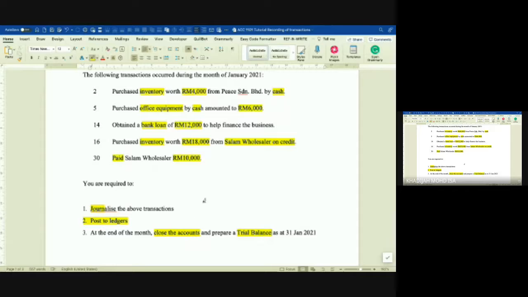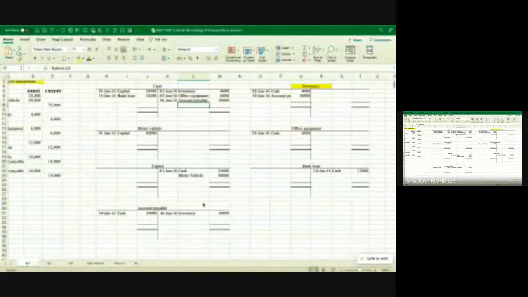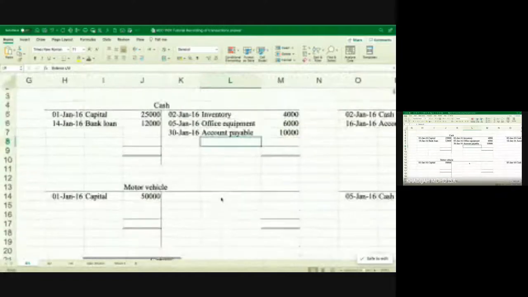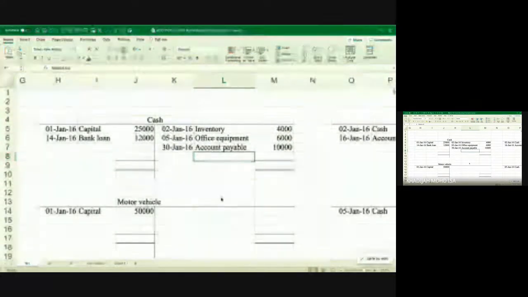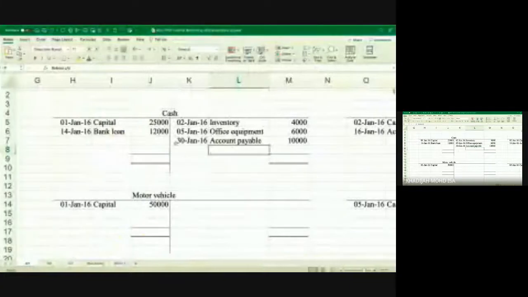All right, so how are you going to close the accounts? So I'm going to show you how you need to close the accounts. So what do you mean by close the accounts? It means that you're going to decide how much is the balance of the accounts at the end of the period. So in this case, the question asks for end of the month. So it means that you're going to close at the end of January.